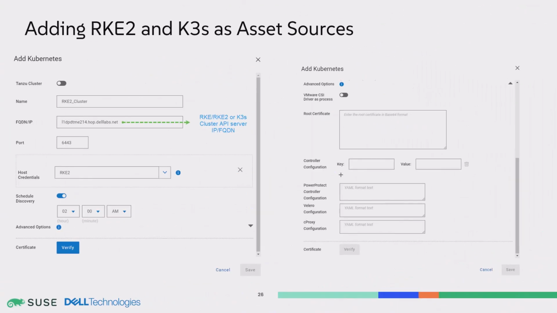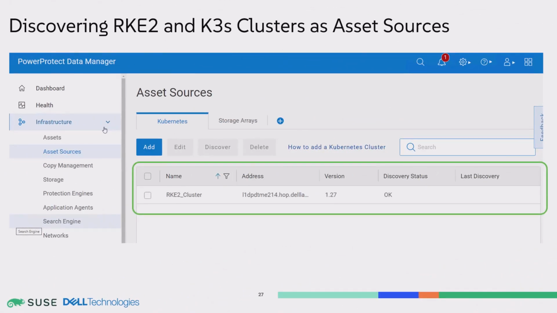So here on the Add Kubernetes option, we can add the RKE2 or K3s cluster using the IP or FQDN of the cluster API server. The default port is 6443, and in host credentials, we provide the service account token. And in the advanced option, we have the configuration options for PowerProtect controller, Velero, and cproxy. Once the RKE, RKE2 or K3s downstream cluster is added, the cluster information appears in the table and discovery of the namespace and PVCs are initiated.